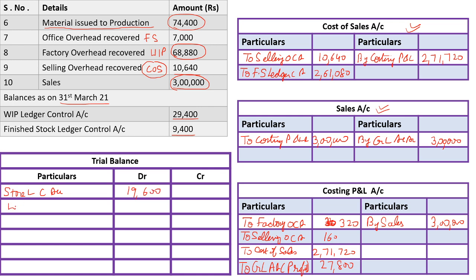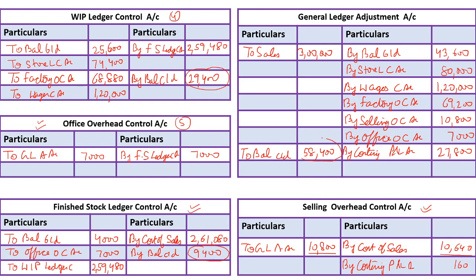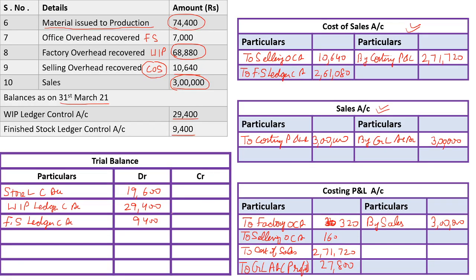Next account is WIP ledger control account. Our balance is 29,400, and our last account is finished stock ledger control account, and here our balance is 9,400, and the balance of general ledger adjustment account is 58,400, which is the credit balance. So on credit side we write general ledger adjustment account, and our balance is 58,400. Now we total the debit and the credit side. So both the sides are equal. So our question is correct.